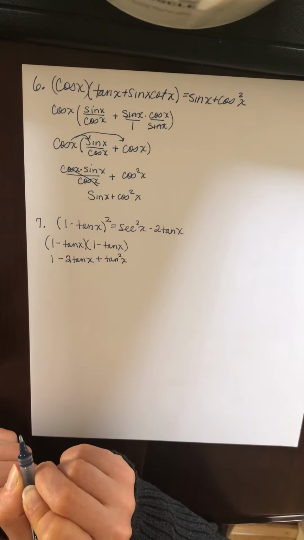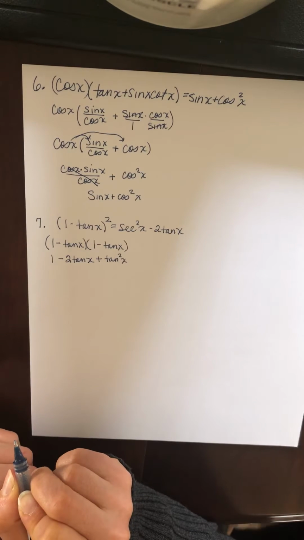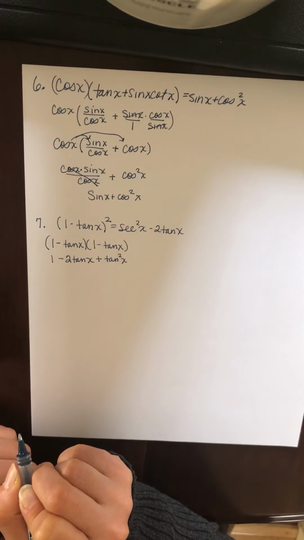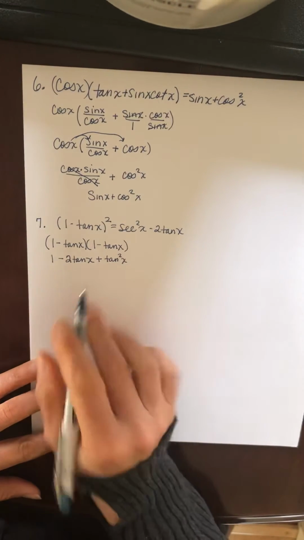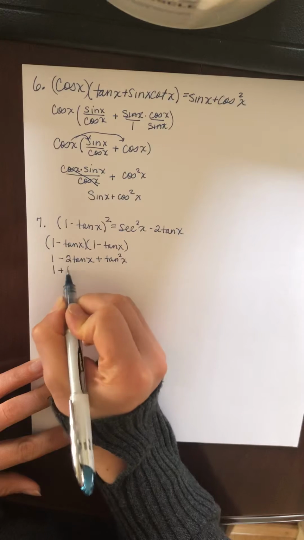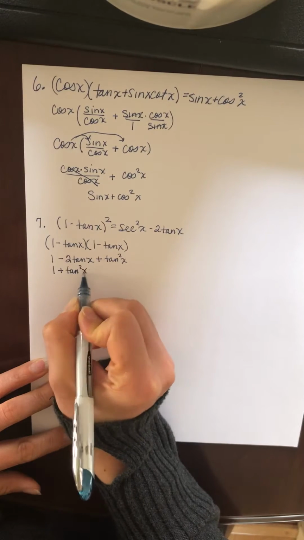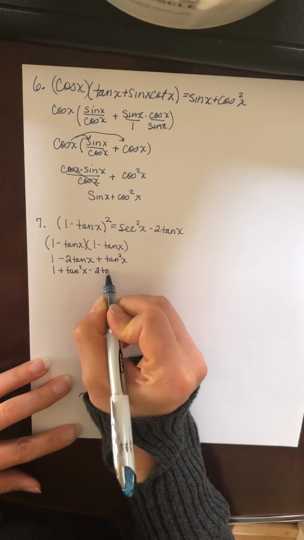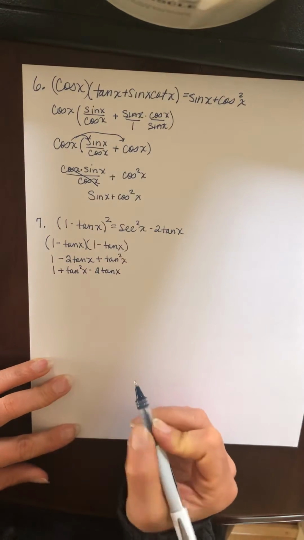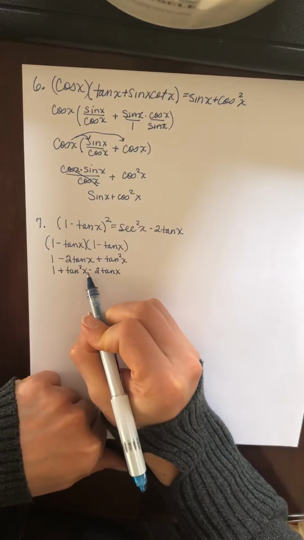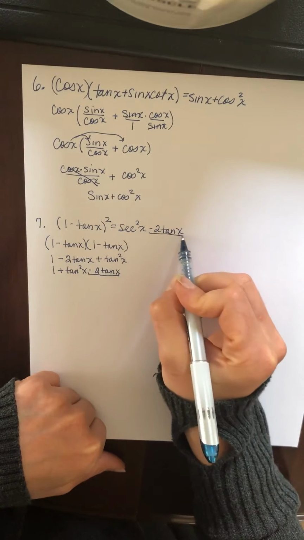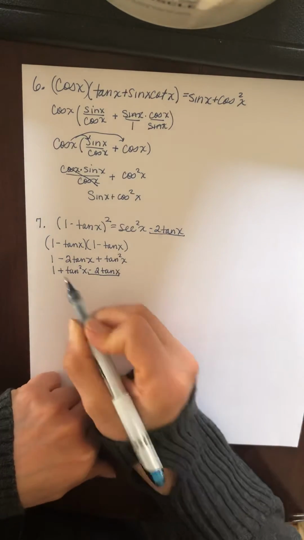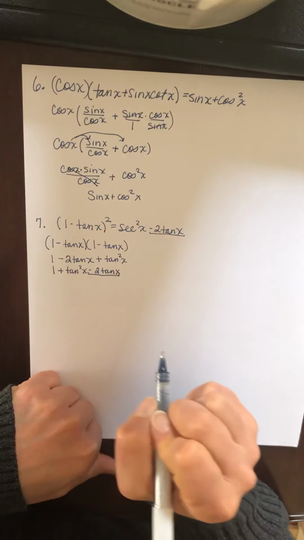Okay, remember, only working with the left to make it look like the right. So I'm just going to shuffle properties around for a second here, meaning I'm going to rearrange this. I have 1 plus tangent squared x minus 2 tangent of x. Why did I do that? Well, because I'm noticing right here, minus 2 tangent of x is this part that I want for my final answer. Okay, so now all I have is 1 plus tangent squared of x.